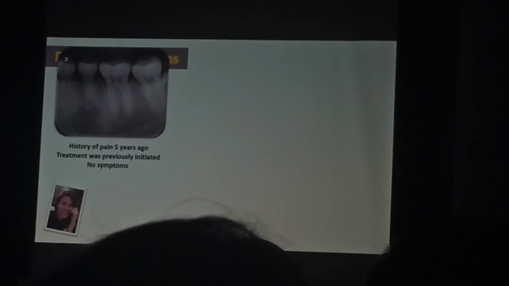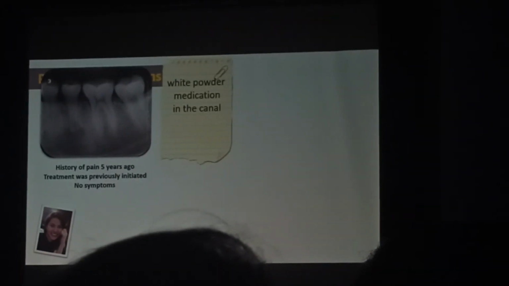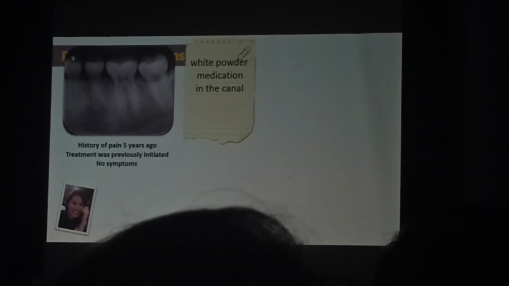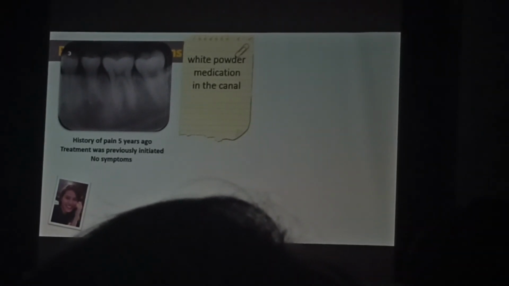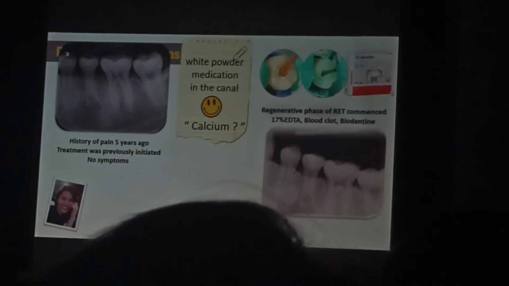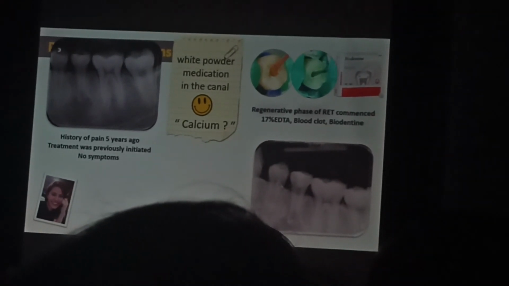For example, here is a case of my students that they had to use regenerative endodontics in this kind of case. In this case, the patient had something done before she came to see her. At that time, the tooth came with a white powder inflammation, which we thought would be calcium hydroxide. After that, we thought the tooth should be clean enough, and then we started the regenerative phase.